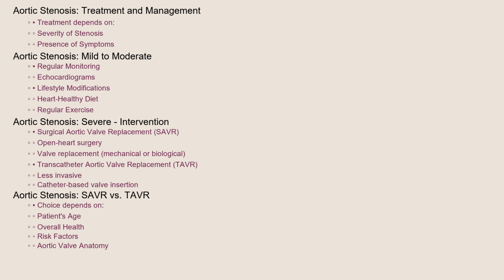The treatment and management of aortic stenosis depends on the severity of the stenosis and the presence of symptoms. For mild to moderate stenosis without significant symptoms, regular monitoring with echocardiograms is usually sufficient. Lifestyle modifications, such as a heart-healthy diet and regular exercise, can also be beneficial. For severe aortic stenosis, intervention is usually necessary. The two main treatment options are surgical aortic valve replacement, or SAVR, and transcatheter aortic valve replacement, or TAVR.